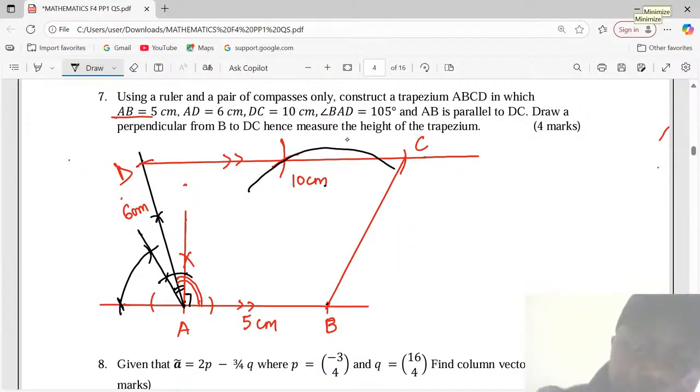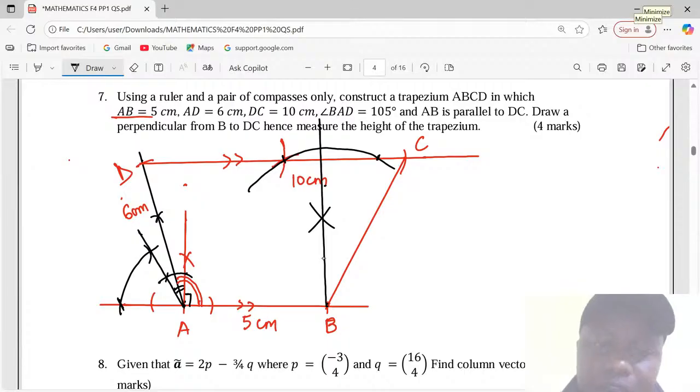Then standing on the points where the arc cuts DC, now you make other arcs. You also stand here, you make the first arc like that. So now when you join that arc to point B, you will have gotten a line which is very perpendicular from B to DC, a very perpendicular line.